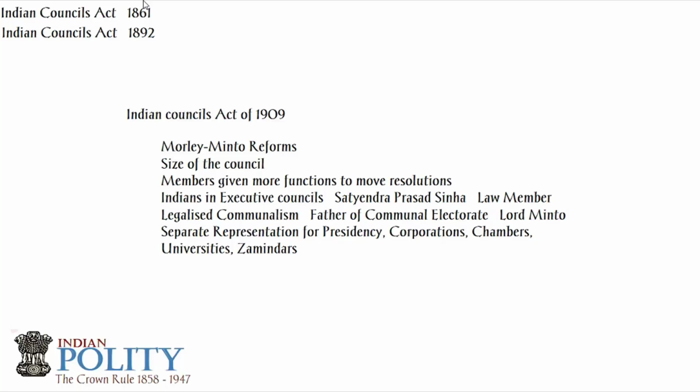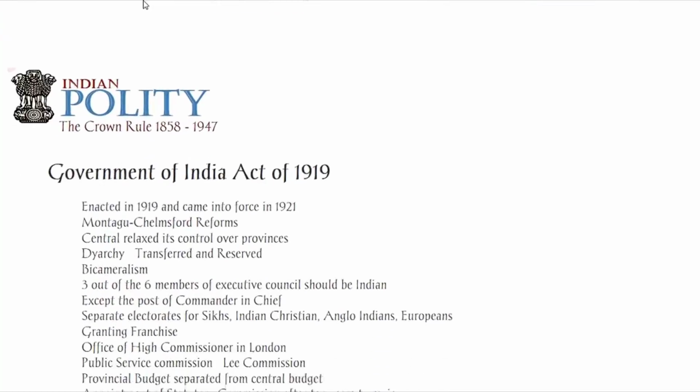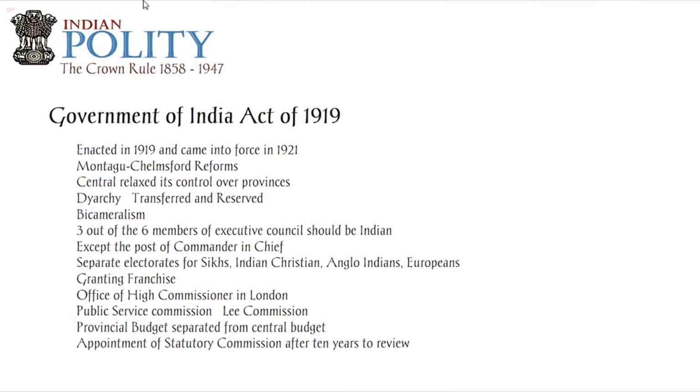The Government of India Act of 1919. The British government declared for the first time that its objective was the gradual introduction of responsible government in India, on August 20, 1917. The Government of India Act was then enacted in 1919, which came into force in 1921. This act is also known as the Montagu-Chelmsford Reforms.